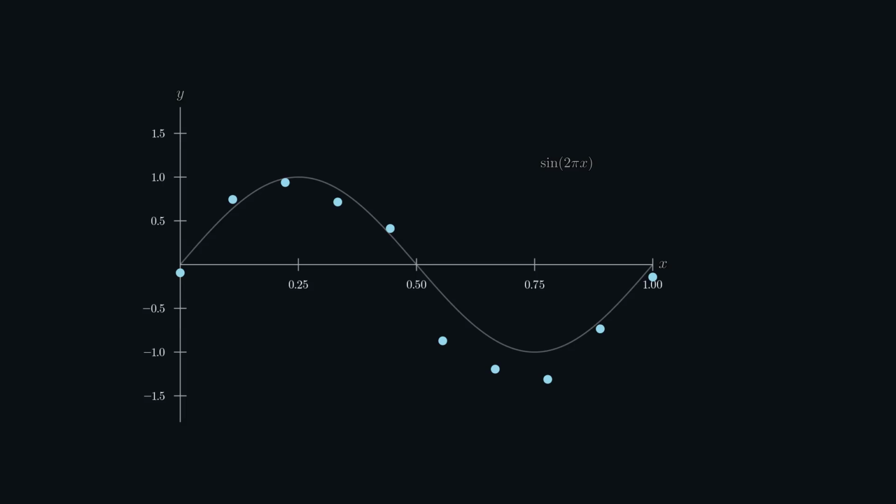Our goal? Find a polynomial that captures the true pattern. A degree 0 polynomial is just a flat line. It captures nothing. This is underfitting. Degree 1 gives us a straight line. Better, but still not enough. Degree 3. Now we're capturing the sinusoidal shape. This is close to optimal.